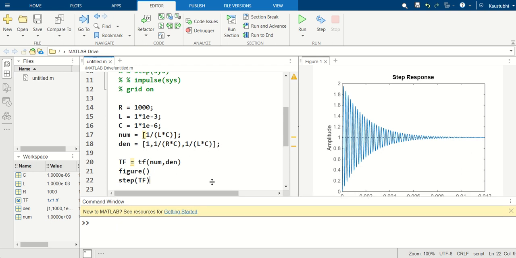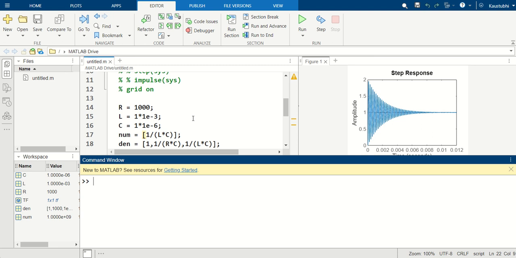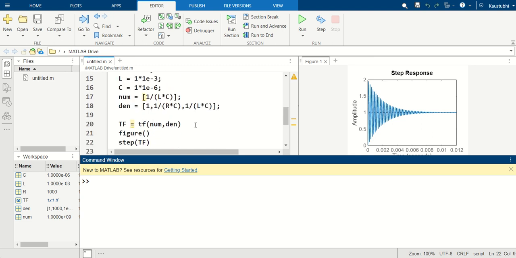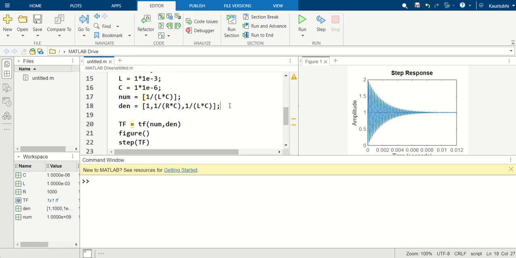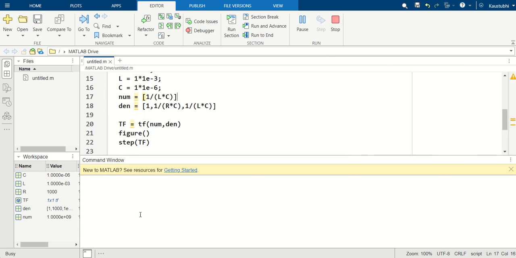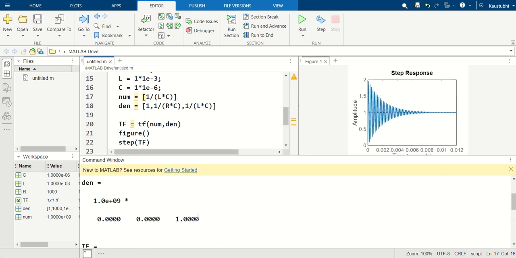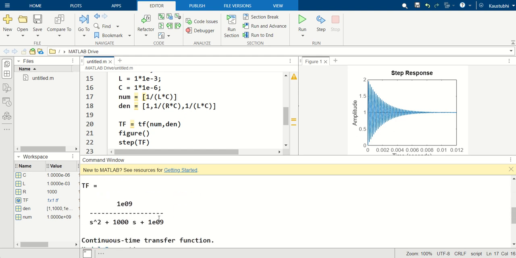And you can see what the transfer function looked like. Numerator values and denominator values will be calculated and so on. So you can see the numerator has only one coefficient and the denominator has three coefficients. And you can see this is my transfer function, 1e to the power 9, like 10 to the power 9, divided by s square plus 1000s plus 10 to the power 9. This is my transfer function.